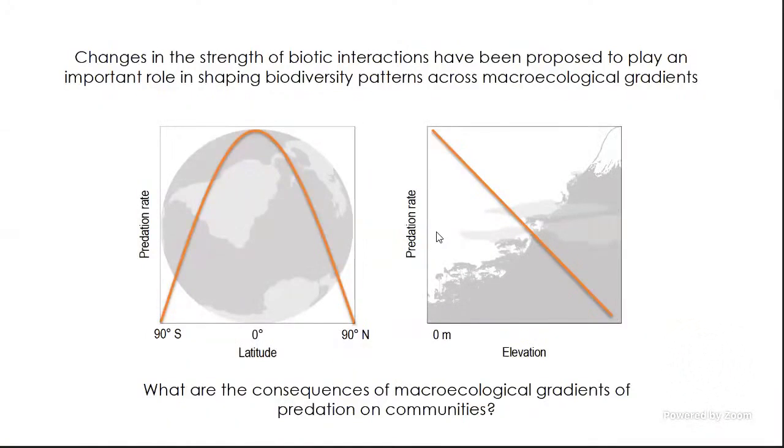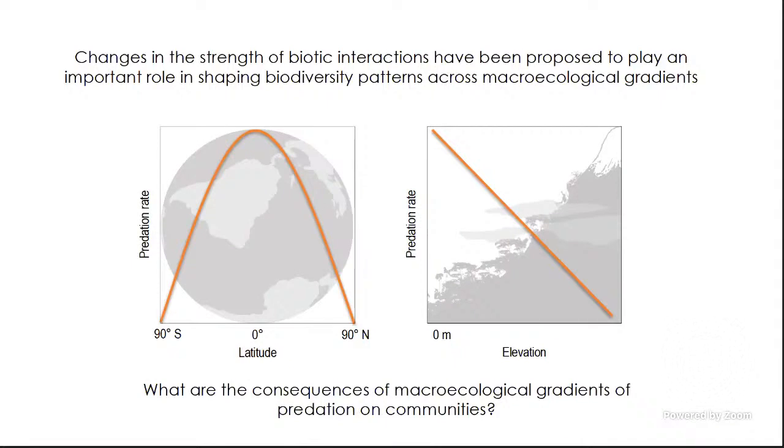One of the big challenges in ecology is to understand the global patterns of biodiversity, such as those that occur across macroecological gradients. Changes in the strength of biotic interactions have been proposed to play a role in shaping such patterns. For example, predation is known to be less frequent at higher elevations and latitudes, but it is unclear what the consequences of such gradients are in communities.